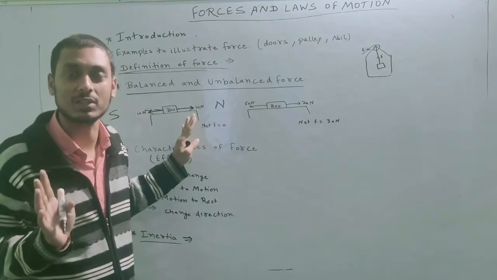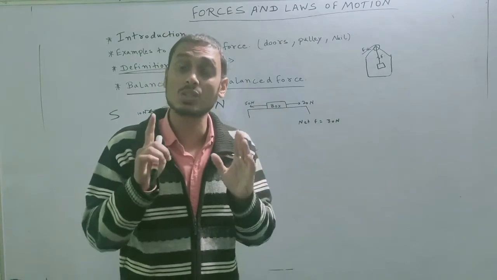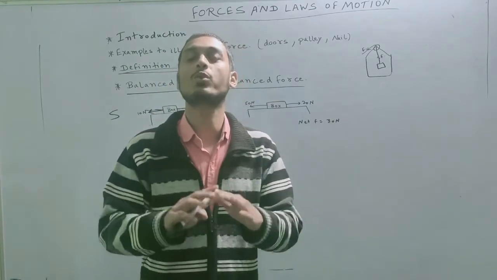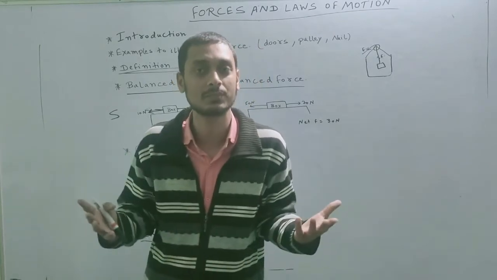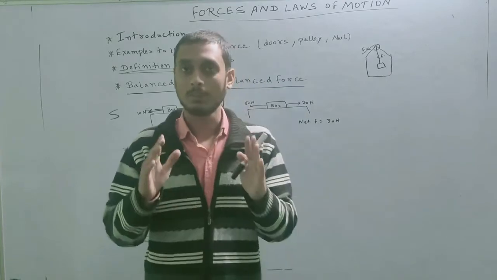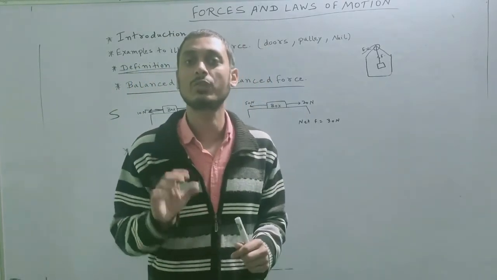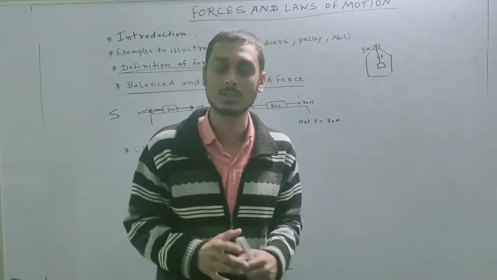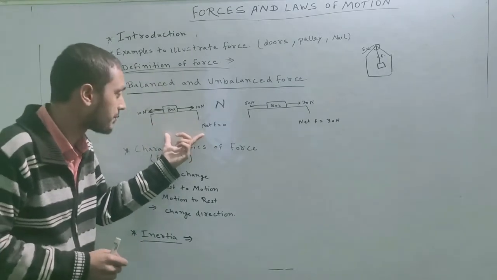What is the definition? In the definition we can write balanced forces are those forces which are equal in magnitude but opposite in direction. Magnitude means amount, how much force is there. Again I am repeating it. Balanced force can be defined as those forces which are equal in magnitude but just opposite in direction. This is a very good example of balanced force.